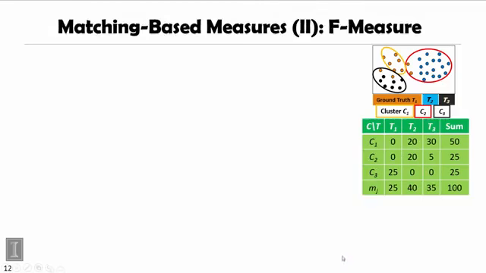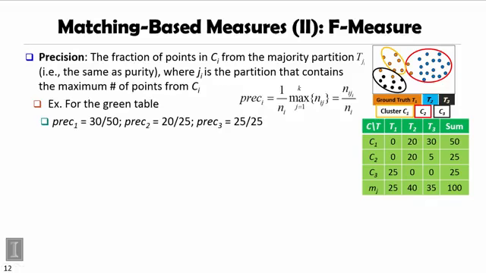Then another popular matching-based measure is called F-measure. F-measure has been very popular in information retrieval. F-measure essentially is computed from precision and recall. Let's look at how the precision is defined. For this particular matching, for precision of C sub i, what you want to find is the maximum number of points matching this particular cluster, then divide by the total number of points in this cluster.